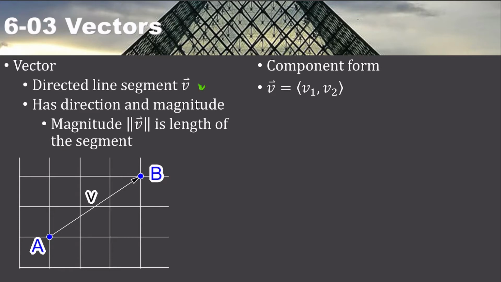Component form looks kind of like a point, only we have these angle brackets, and it's V1, V2. So this is the x component and the y component. So it's how far it goes in the x, how far it goes in the y. If we look at this one in the picture, we go 3 in the x and 2 in the y. So the one in the picture would be <3, 2>.